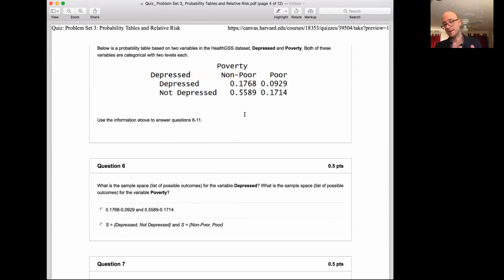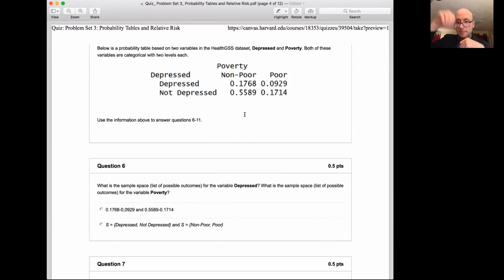Now I'm going to add another important fact for you. This is different than relative risk. This doesn't really explain relative risk alone because these are joint probabilities. What question these data would answer is: if I were to randomly pluck a person from the sample, which group are they most likely to belong to? Most likely they're going to be non-depressed and non-poor.